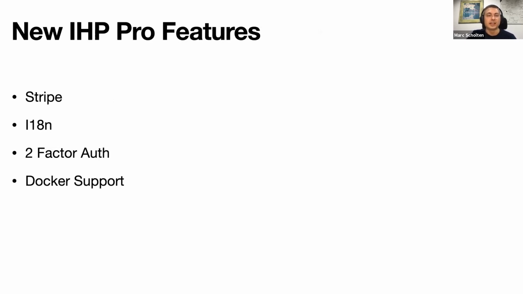Otherwise, on the IHP Pro feature side, that's also on the roadmap right now. Next to the version 1 release, we definitely want to get the Stripe features out, because a lot of people are interested in that. I think it's really useful.